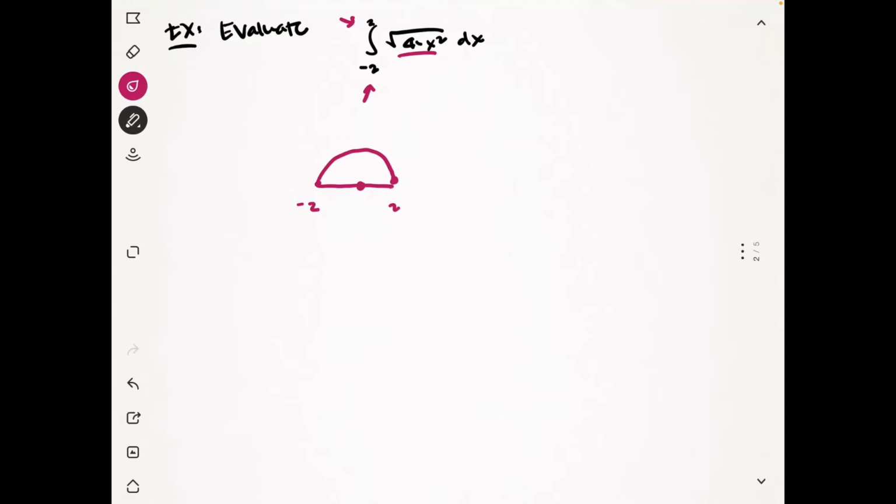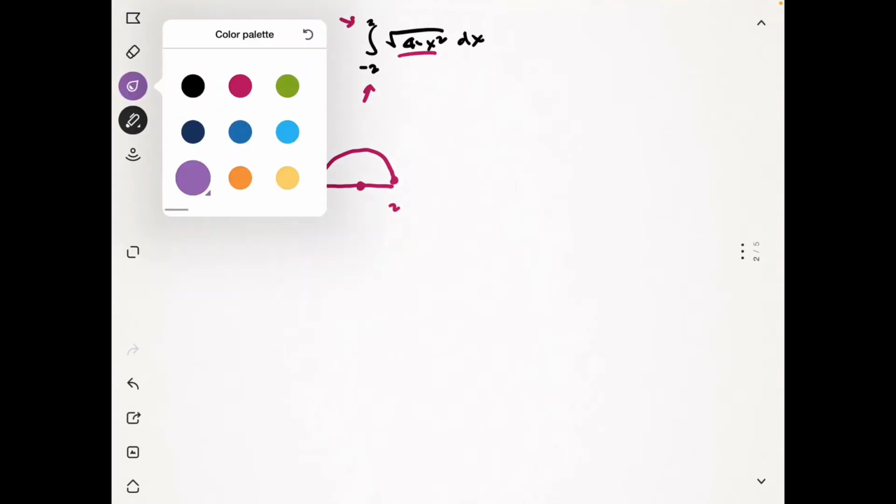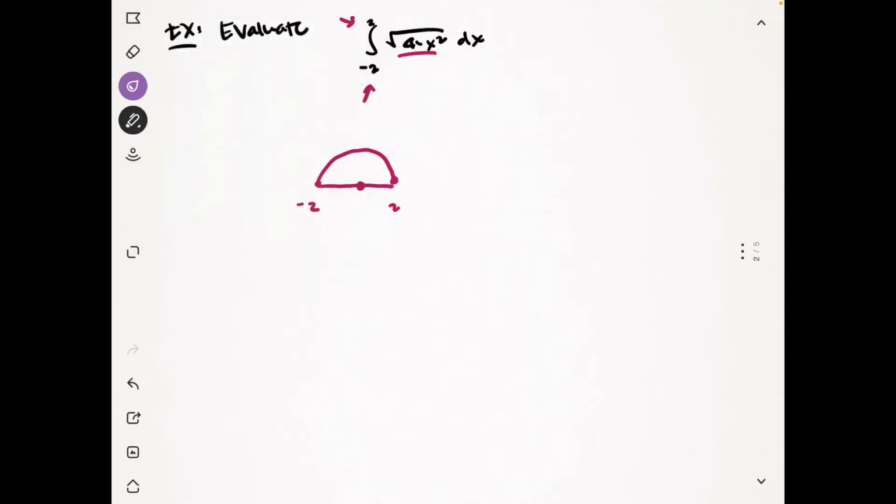If we're trying to find the area under this half circle, well, that's pretty easy. We just have to find the area of the full circle and halve it. Notice that our radius is 2. If we're trying to find the area of a circle, we know that's pi r squared. So we're going to do pi times 2 squared, which is 4 pi. Because we only have half of this circle, we just divide by 2. So this is going to be 2 pi, and we'd say units squared.